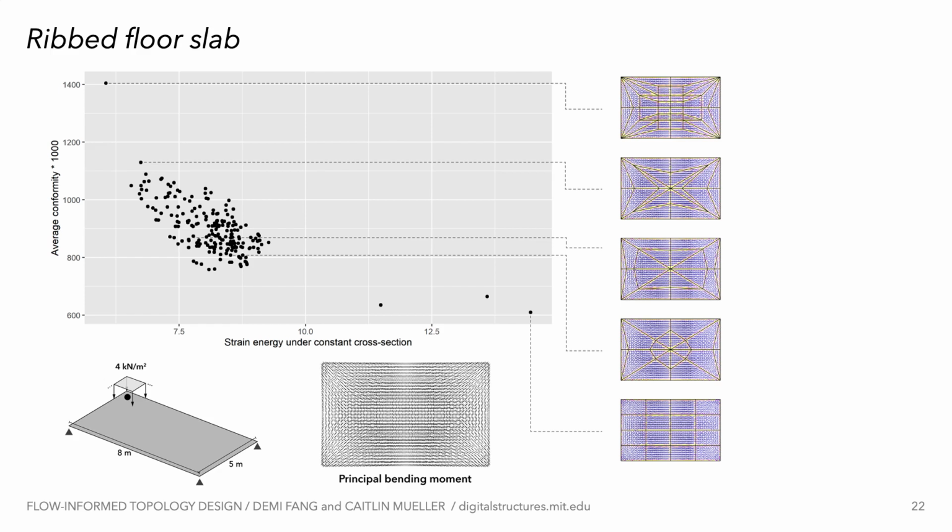Next, we consider floor rib topologies against the principal bending moment of a floor slab. Generally, the expected negative correlation is observed. However, there is some spread indicating that the correlation is not so straightforward. Some high-conforming topologies do not have improved structural efficiency.